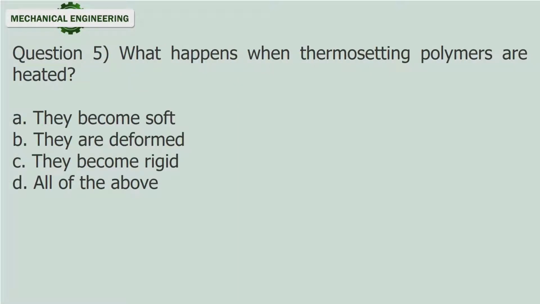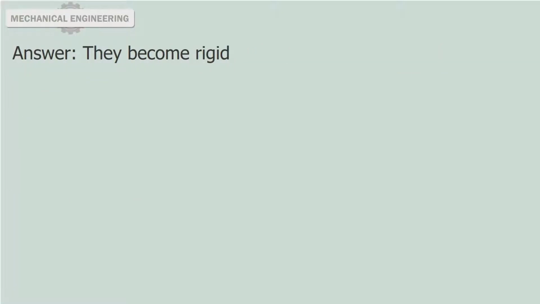Question 5. What happens when thermosetting polymers are heated? A. They become soft. B. They are deformed. C. They become rigid. D. All of the above. Answer: They become rigid.